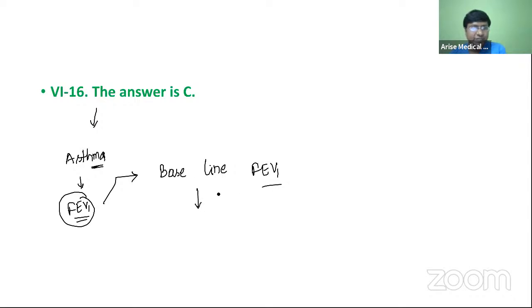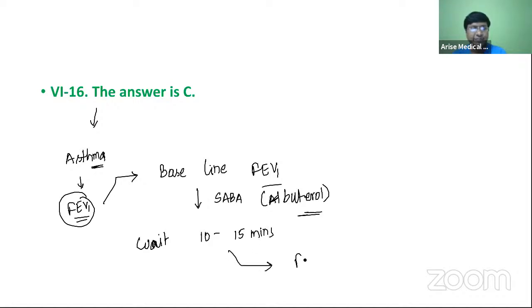Then we give a SABA, short-acting beta agonist, that is albuterol. Wait for 10 to 15 minutes. Then you need to check the FEV1. And here the FEV1 increase is more than 12%. We call it bronchial asthma.